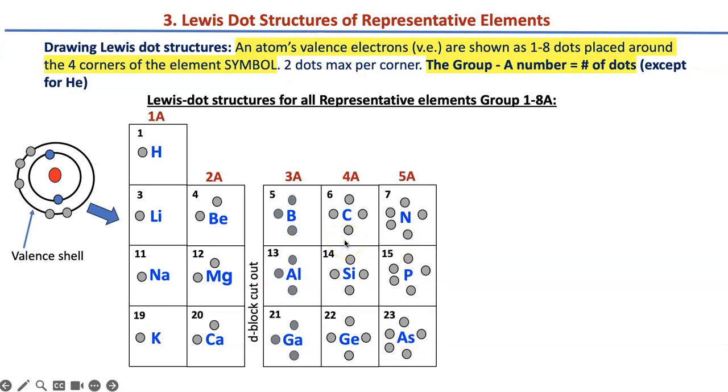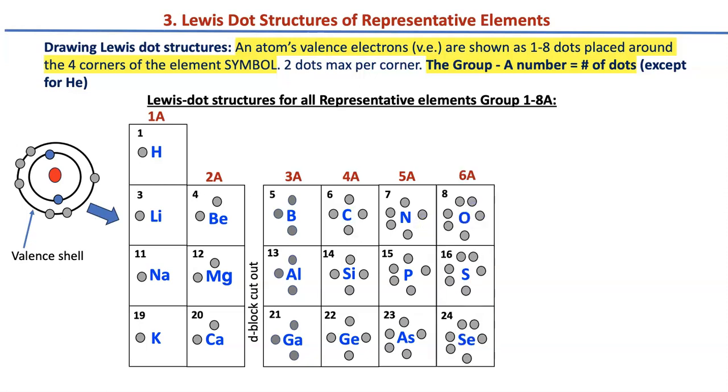5 electrons, you will look like this. Again, you can put your 5 electrons in any way as long as they're in the 4 corners, 2 dots maximum for one side. And then if you have 6 electrons, you will show like this.